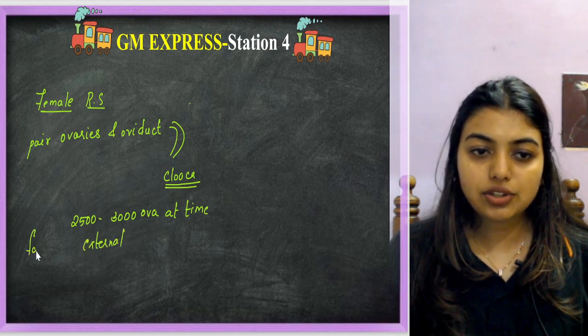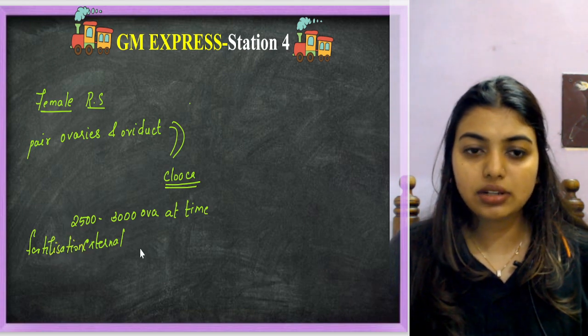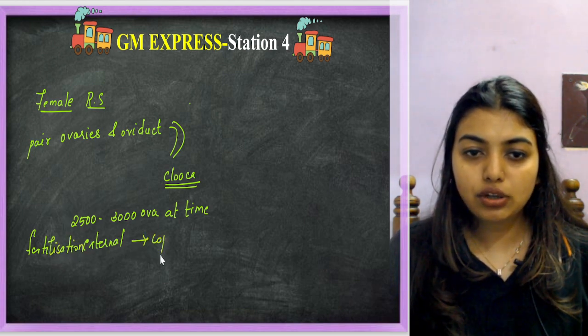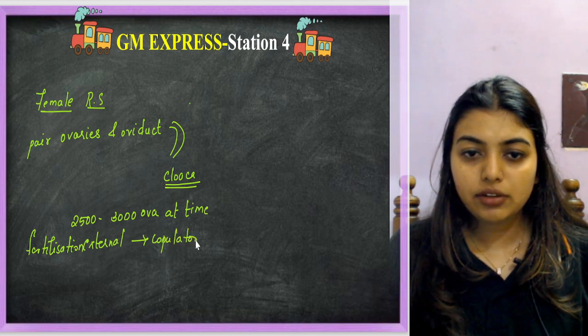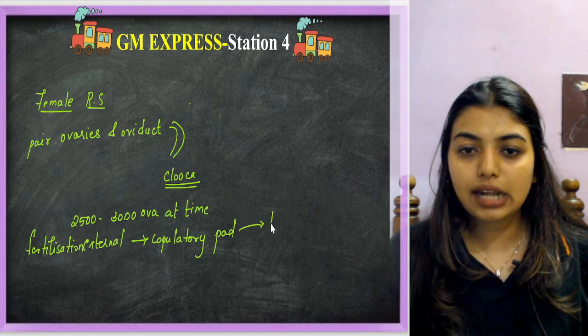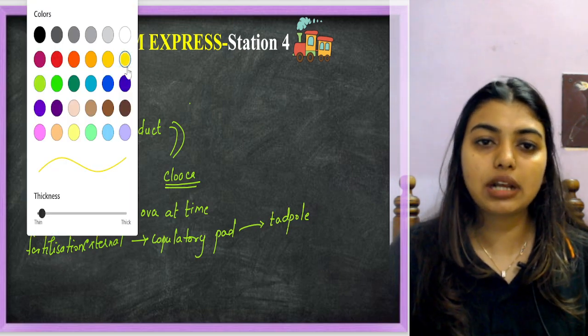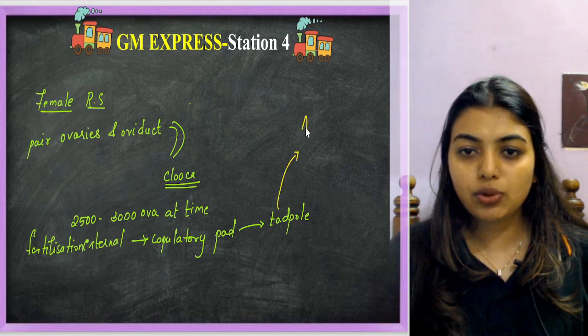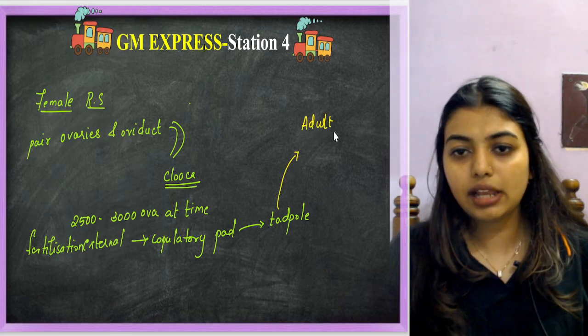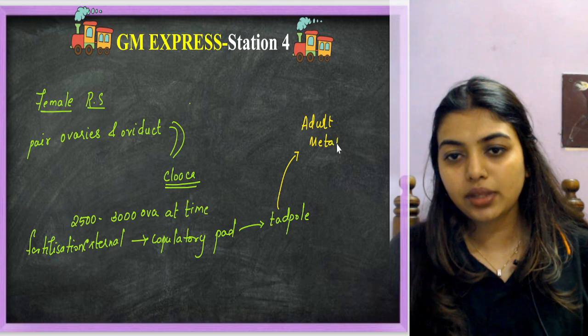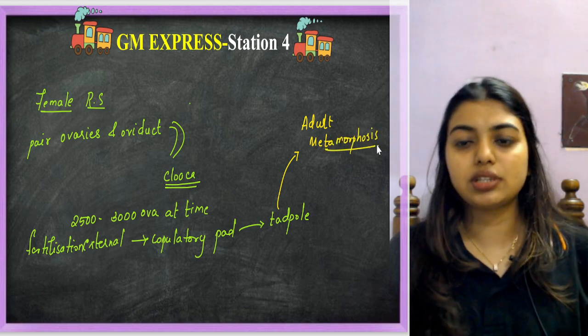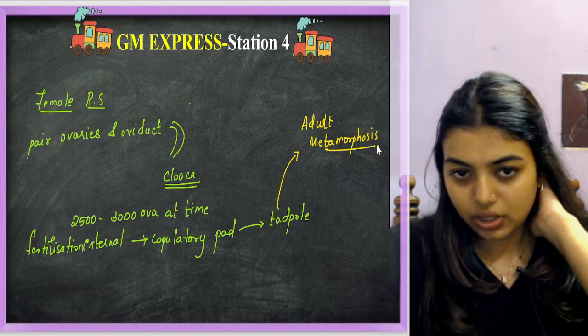Fertilization is external, and they will use the copulatory pads to hold the female, and then tadpoles will arise. Now these tadpoles will become adult frog with the help of metamorphosis. Got it? This is how your frog is.